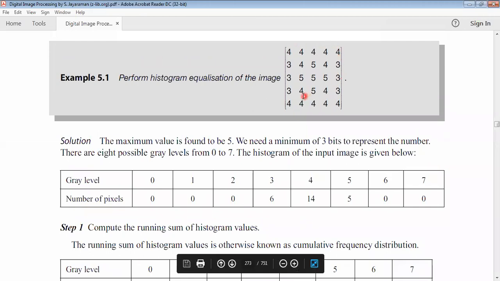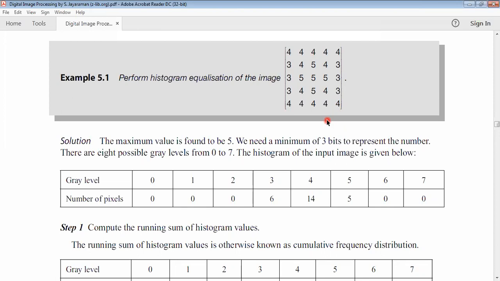In this 5 by 5 image, how many pixels are there in total? 25. What is the maximum gray level in this image? 5. For representing 5, for each pixel, how many bits are required? 3. Yes, 3 bits are required.